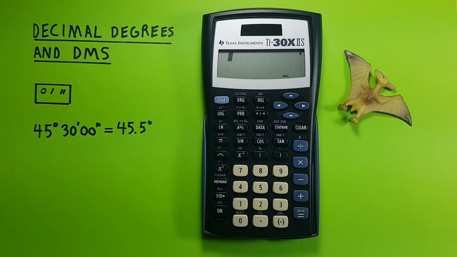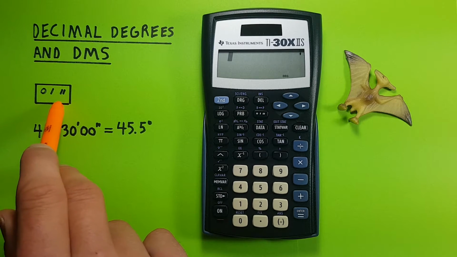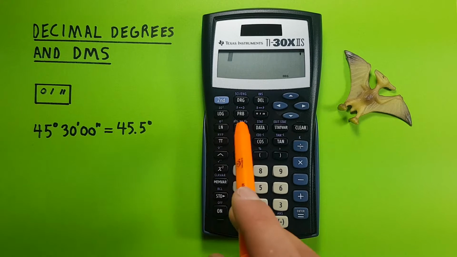I'm Rick, and today we're going to look at how to find decimal degrees and DMS, or degrees minutes seconds, on the Texas Instruments TI-30X 2S calculator. To do this, we'll be using the degree minute seconds key, which looks like this and is found right here.